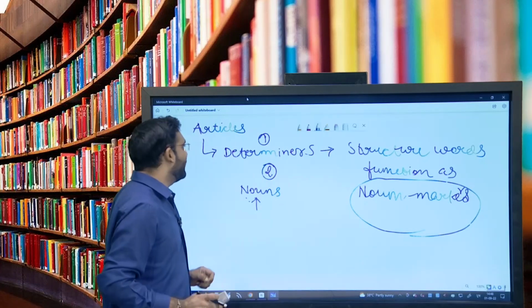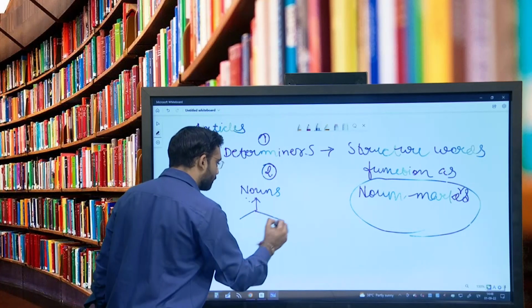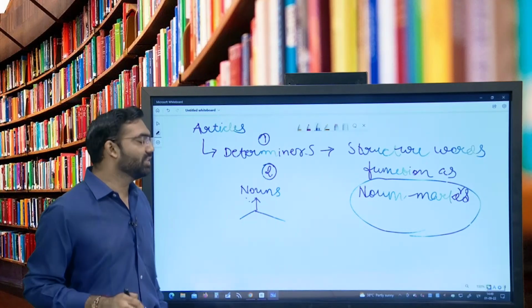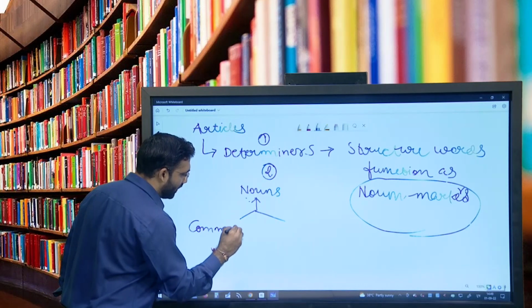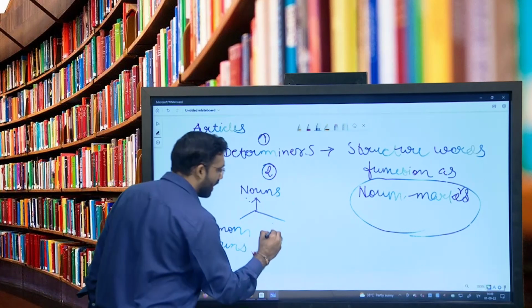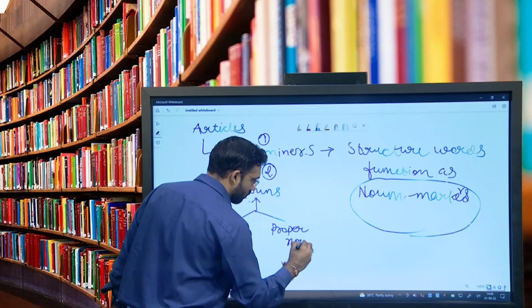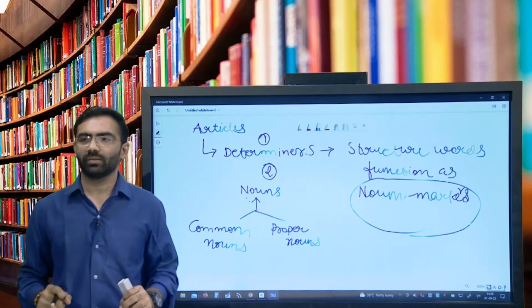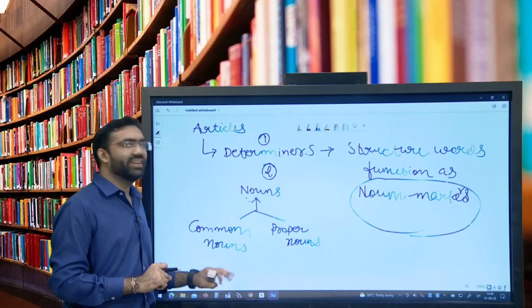Now, one more thing we have to learn is the various types of nouns. But for articles, we would focus on only two types of nouns. The first one is common nouns, and the second is proper nouns. These may seem like very big, difficult terms to you, but they are very easy.